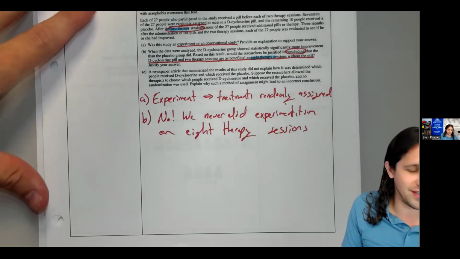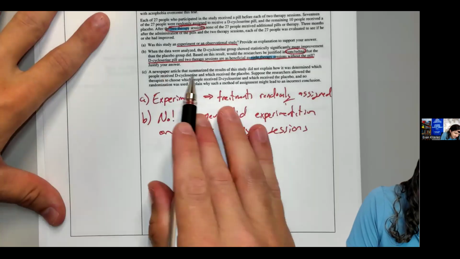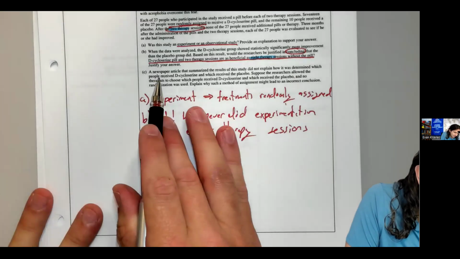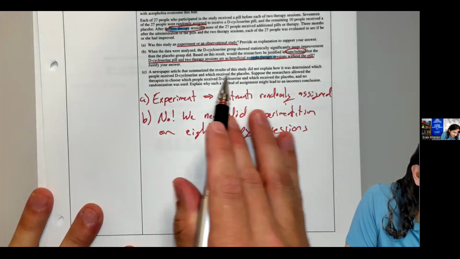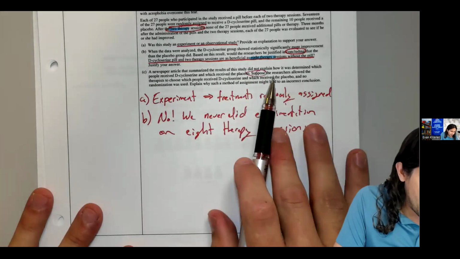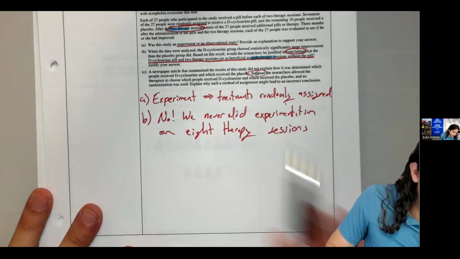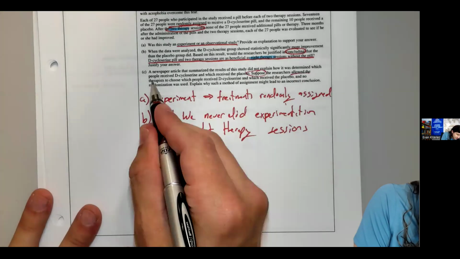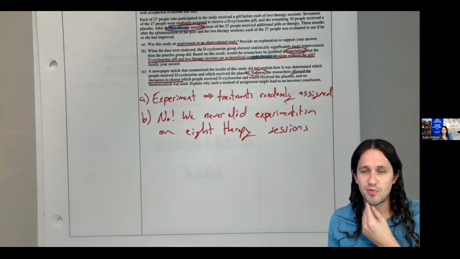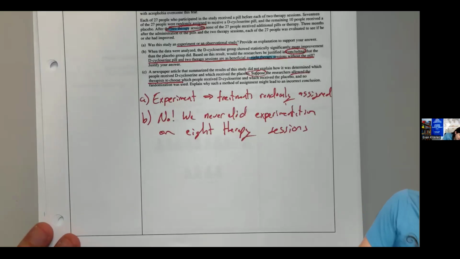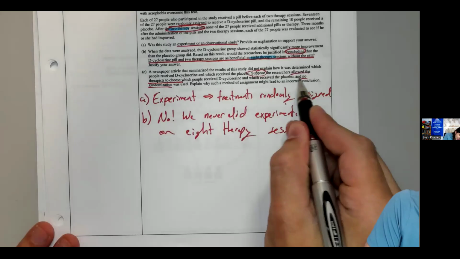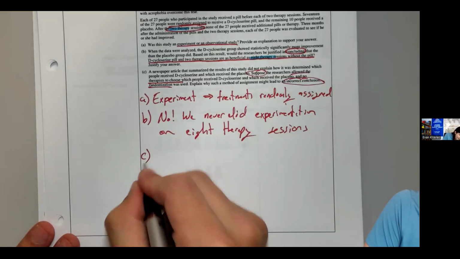We need strong evidence. Part C, a newspaper article that summarized the results of the study did not explain how it was determined which people received the drug and which people received the placebo. Suppose the researchers allowed the therapists to choose which people received the drug and which people received the placebo, and no randomization was used. Why might this lead to a bad conclusion?